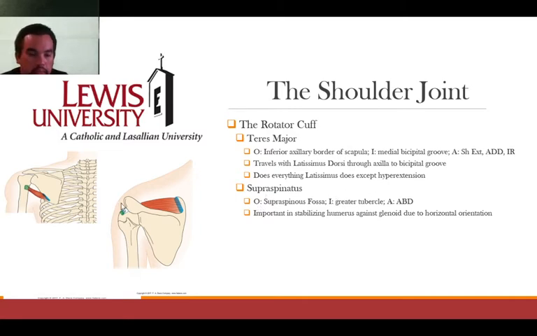Supraspinatus, that's the muscle that sits up here in the supraspinatus fossa of that scapula. It originates at the supraspinatus fossa, and it inserts at the greater tubercle, right over there. And its function is abduction. It's important in stabilizing the humerus against the glenoid due to that horizontal orientation. So you can really see how this guy sits in here and pulls that shoulder and that humerus into that glenoid fossa at the superior portion.